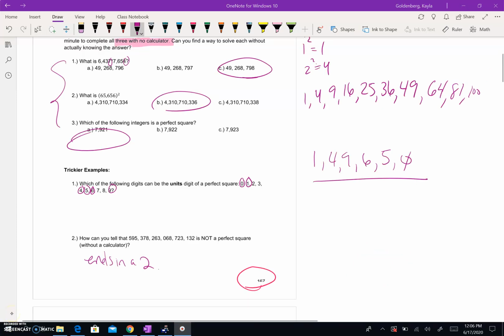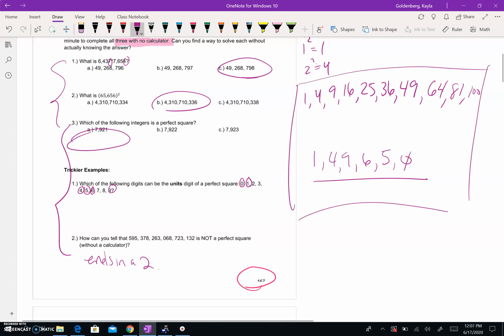So both of these were kind of going off of number 3. These are kind of a chunk that go together. And the first one, your units digits cannot be a 2, 3, or a 7, or an 8, just based on the patterns that we saw. If you continued looking at other perfect squares, you would see this as well.